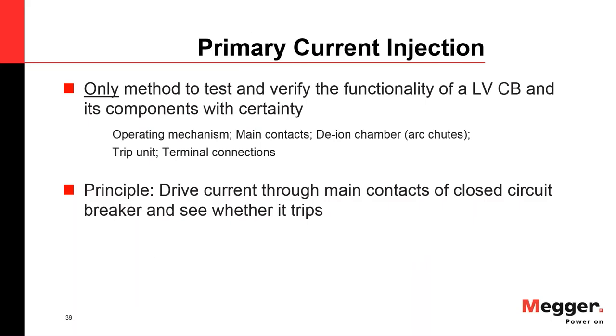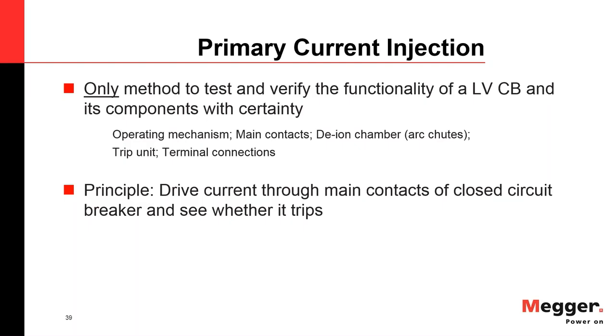So what is primary current injection? As I said, it's the only method to test and verify that the entire system, the system low voltage circuit breaker, works. That means all of the components work. And I spelled it out here a little bit more detailed. The mechanical parts, the operating mechanism, then the contacts. Of course, not just the main contacts. In a low voltage, like in an airframe circuit breaker, you also have arcing contacts, so any contact. The arc chutes, of course. The trip unit, very important, because that's kind of the brains of the circuit breaker.